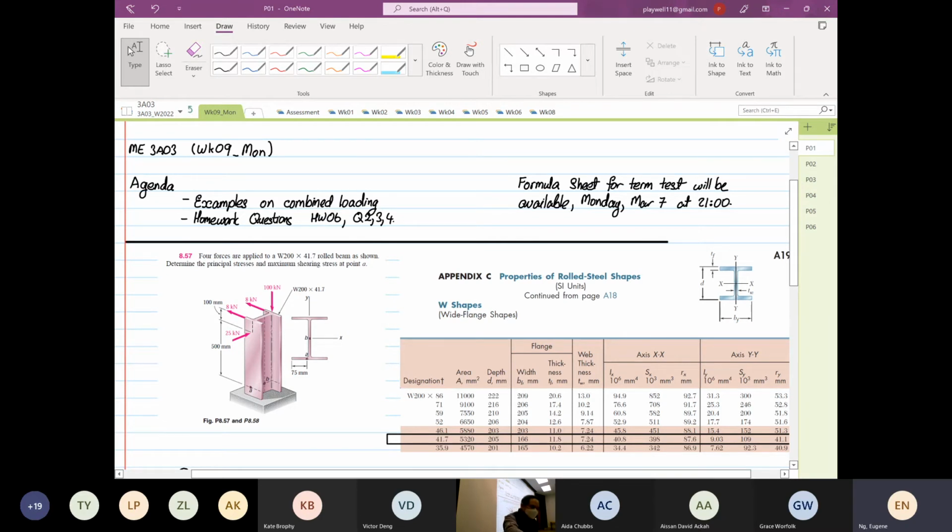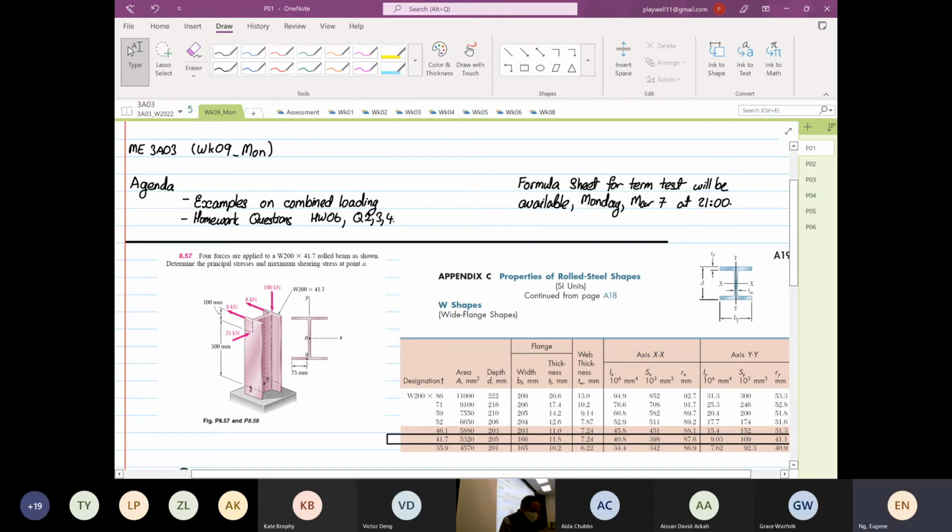The solution manual that I posted online, the solution is not done by me, it's done by the publisher, okay? So sometimes their approaches are different and I don't know why also. But if you follow the technique that I teach, the answer will be the same.